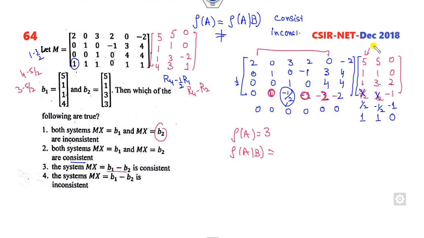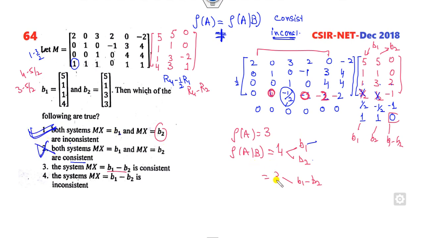The first one is corresponding to B1. Second one is B2. Third one is B1 minus B2. Now it clearly says that it is 4 for B1 and B2. It is 3 for B1 minus B2 because of this 0. So what is the meaning of that? Both the ranks are not the same. It means this is inconsistent for B1 and B2. First option correct, second option cancelled out. It has the same rank as A. B1 minus B2 is consistent. So the right answers are A and C.